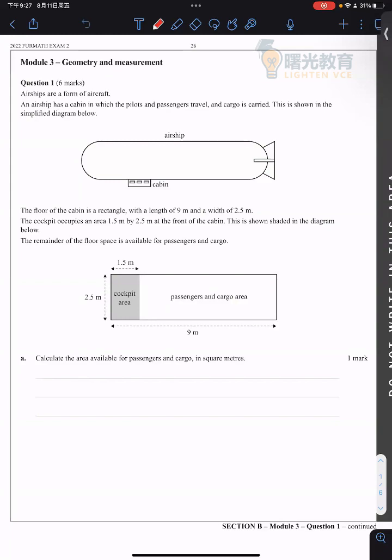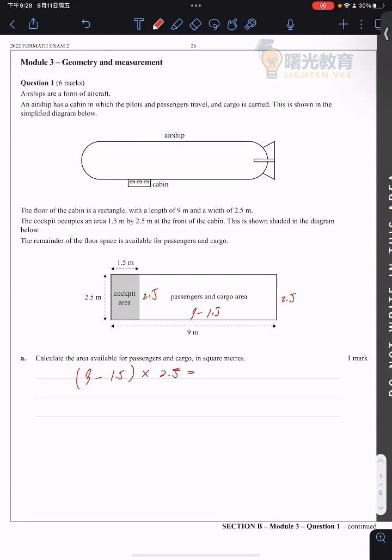First, calculate the area available for passengers and cargo in square meters. So we need to look for the area which is not shaded, all right? Like the white area. It is a rectangle. If we know the dimensions, we will find it out. For this rectangle, the width is 2.5, and the length would be the total 9 minus the 1.5. So 9 minus 1.5, and then multiply by 2.5.